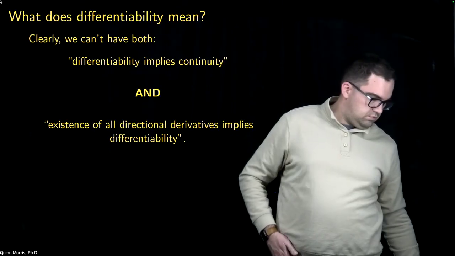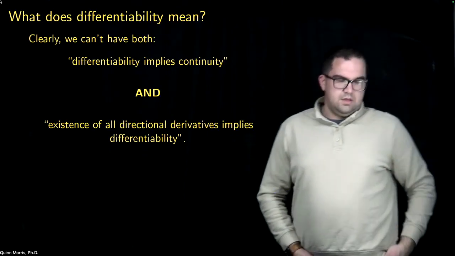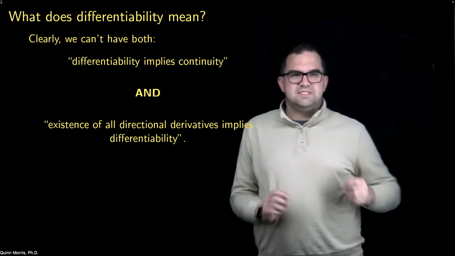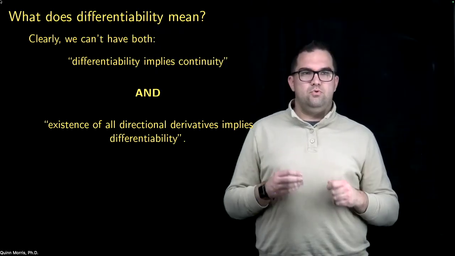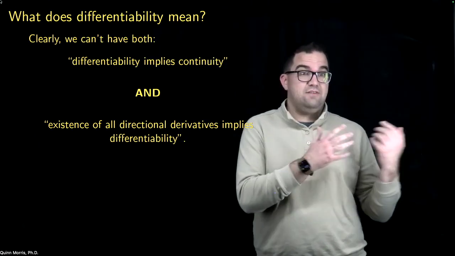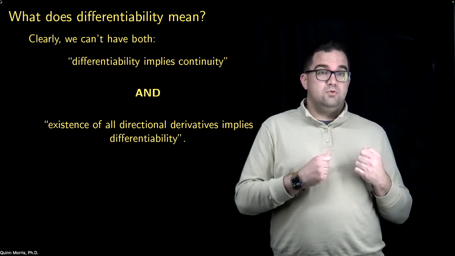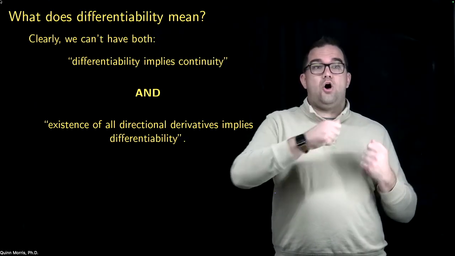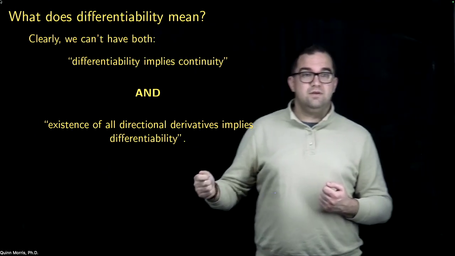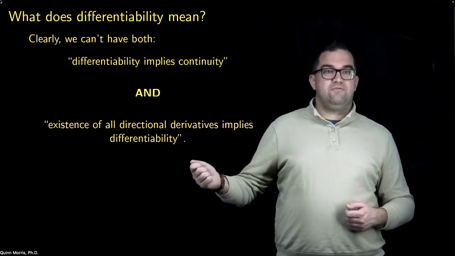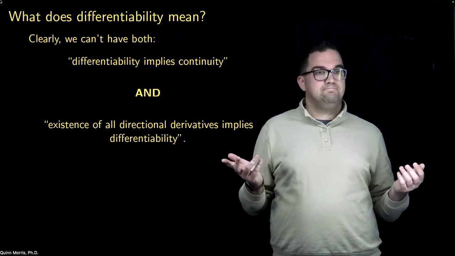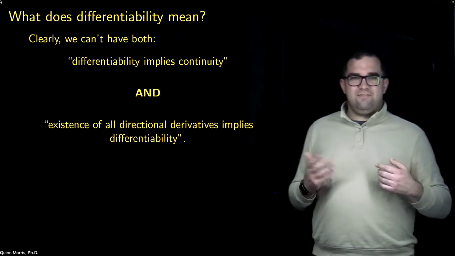So, as we start to think about what differentiability ought to mean, we see, well, we can't have both. Differentiability implies continuity, right? That's something we saw in 5610 for functions of a single variable. Our definition of differentiability automatically implied continuity. We can't have that and our definition of differentiability just being that all of your directional derivatives exist. So we sort of have to give up on one of these.